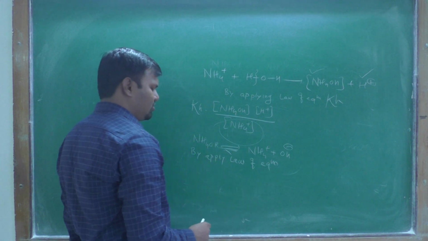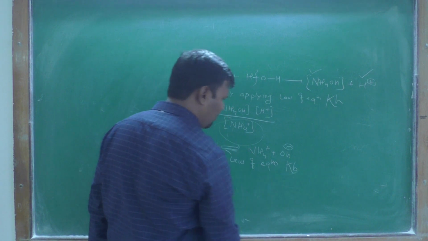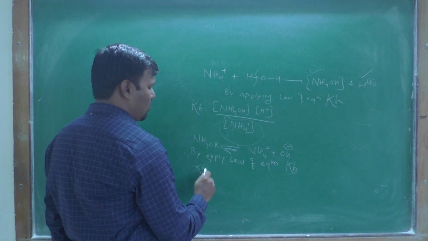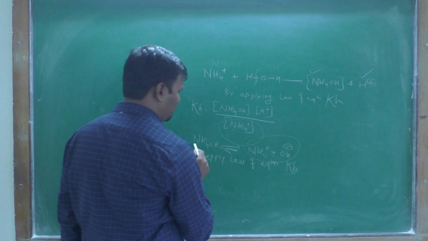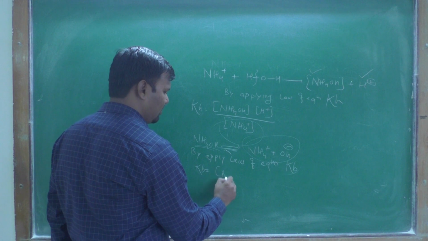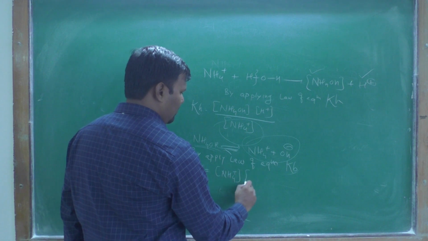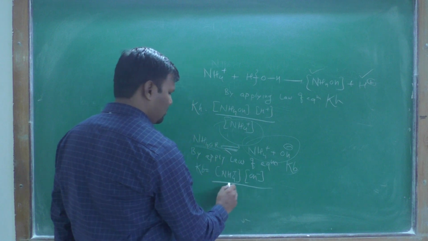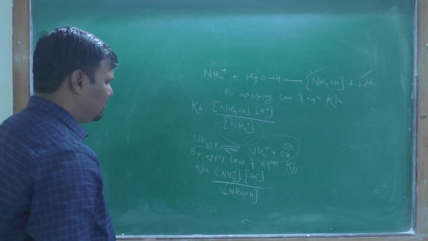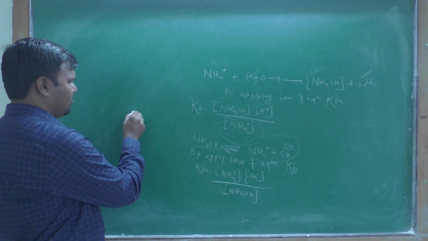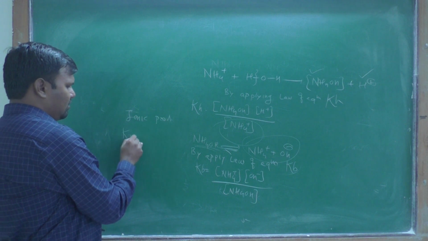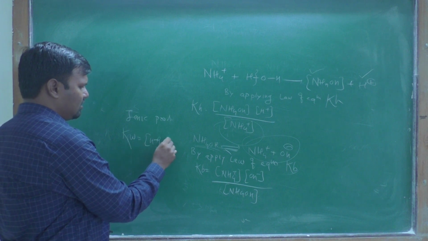the degree of ionization for the base is denoted by Kb. Therefore, Kb is equal to the concentration of the dissociated ions upon the non-dissociated part, that is, the right hand side upon the left hand side. So Kb is equal to NH4 plus concentration times OH minus concentration upon the concentration of NH4OH. Then we know the ionic product of water, denoted by Kw: Kw is equal to H plus ions times OH minus ions.